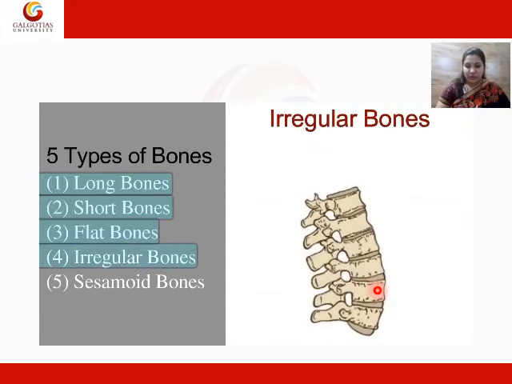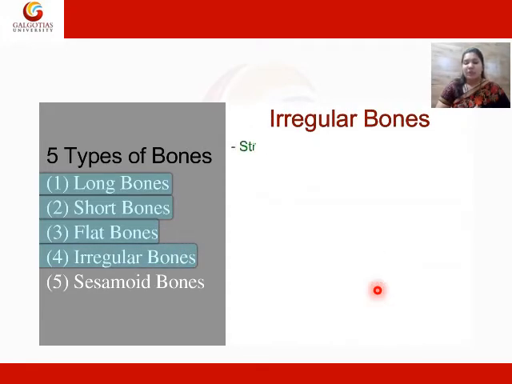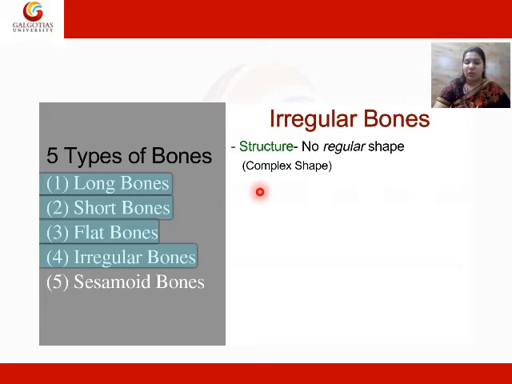Next is irregular bone. Irregular bones, as the name suggests, have no definite shape and structure. They are very complex structures and they are not defined by their shape. These bones are mainly found in the spine, or what we call the vertebral column.